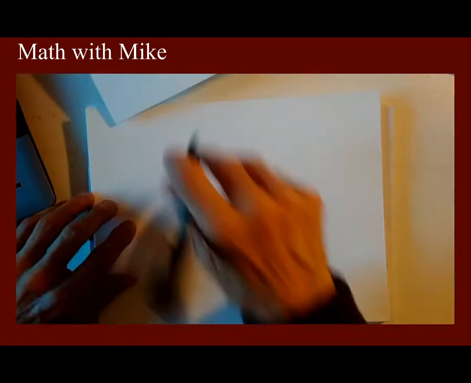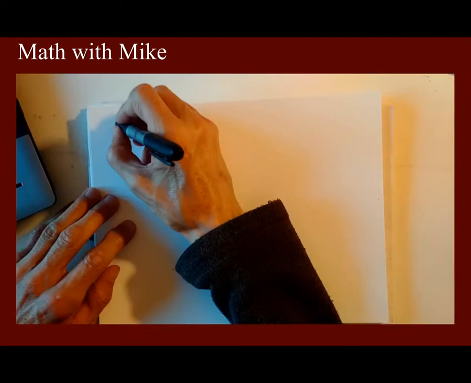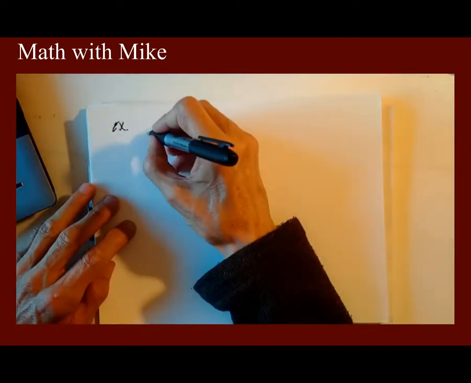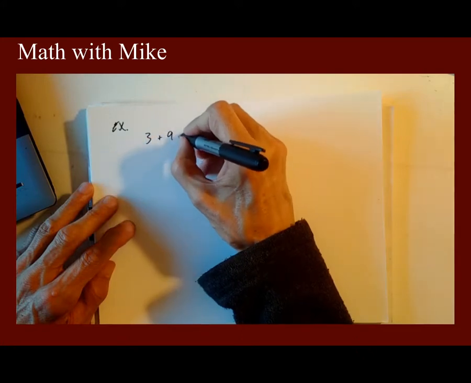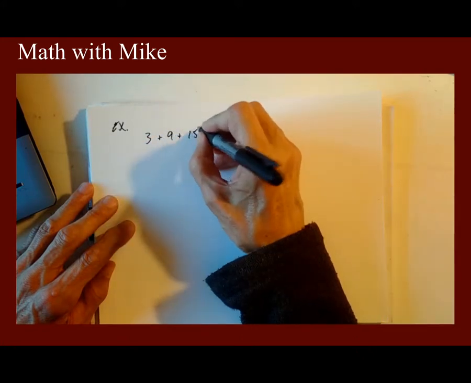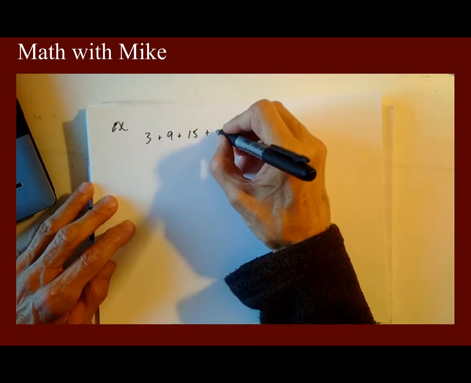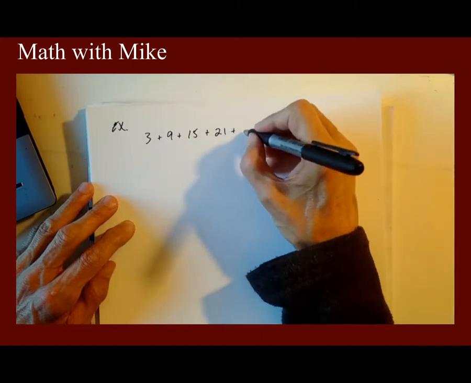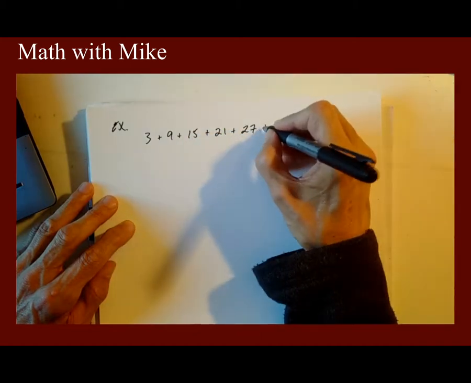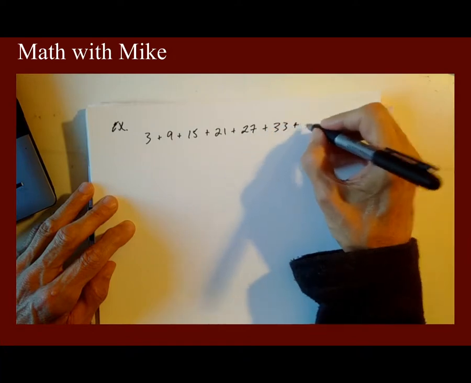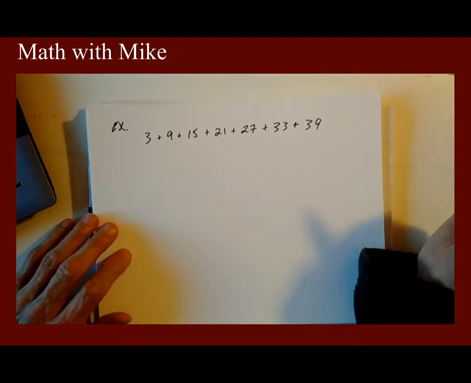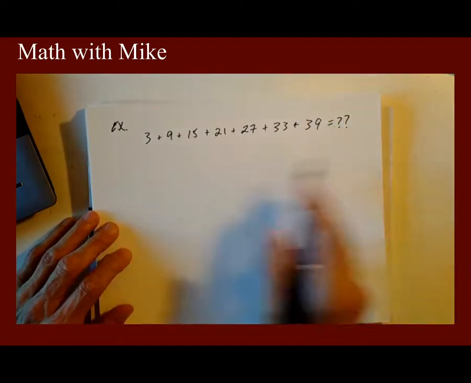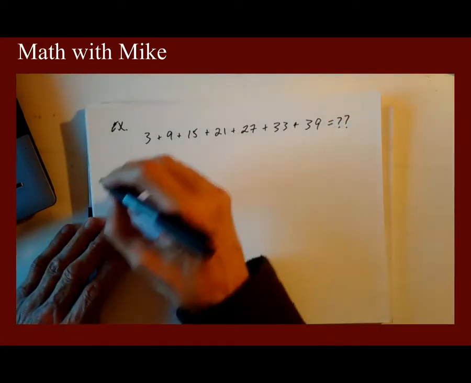Here's another example. Same style. We'll say this time we got 3, 9, 15, 21, 27, 33, and 39. Equals what? Well, you might already be done.